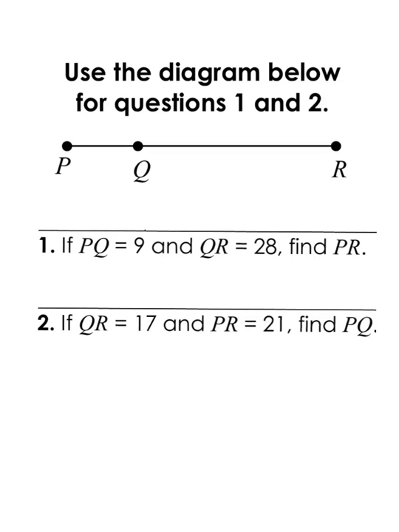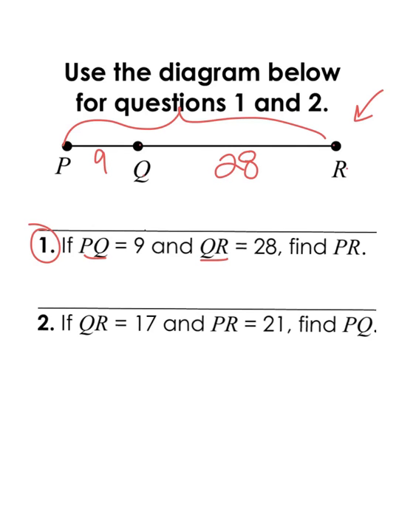Okay, here's another example. You might want to draw this picture right here in your notebook, this line segment PQR. They're all on the same line, they're all collinear points, so we know that when you add the lengths together, it'll give you the total length of the whole segment. So let's read number 1. Number 1 says if PQ is 9, so if I look at this picture, this length would be 9, so I'm going to put 9 there, and QR equals 28, so Q to R is 28, and then it says find PR.